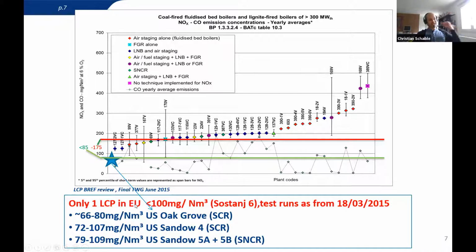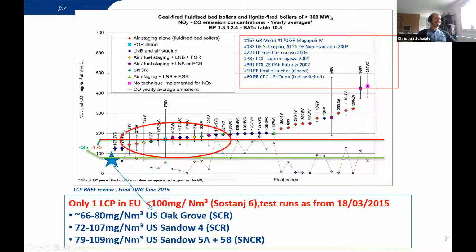We had one, and we still have one plant in Europe, which is in Slovenia, which also has SCR, but they have a huge permit limit, so it's 150, but it didn't start operating before March 2015. It was in the test run, so there's no data point there. So this is a bit of a problem.